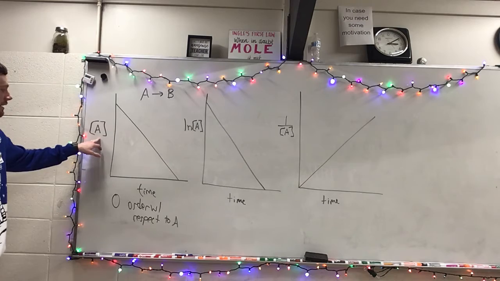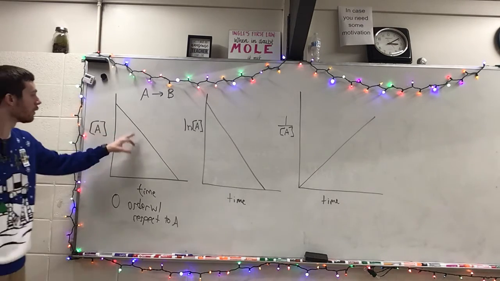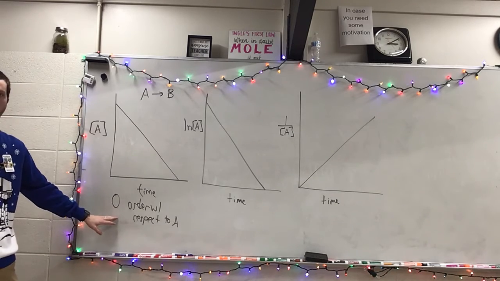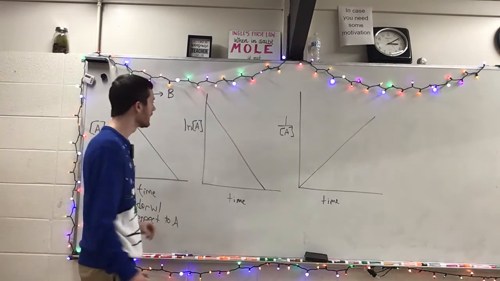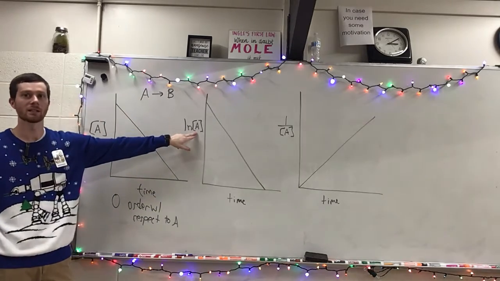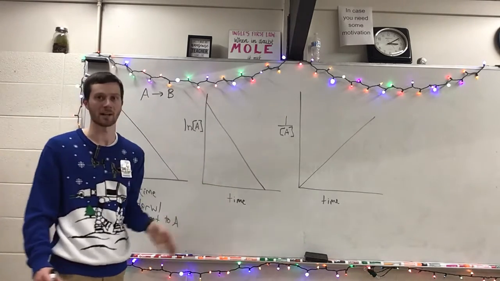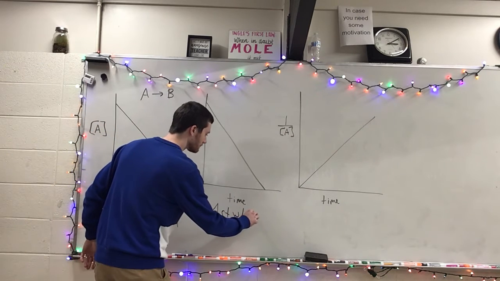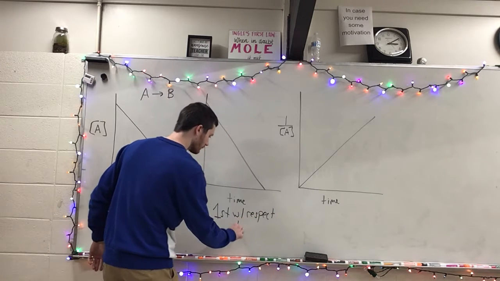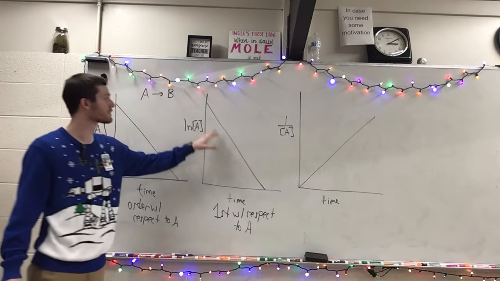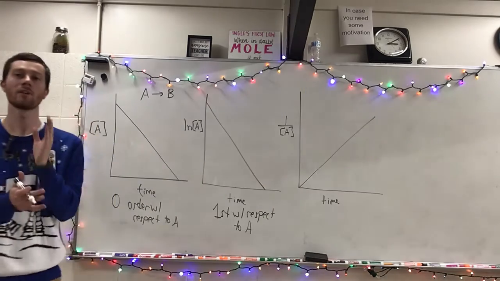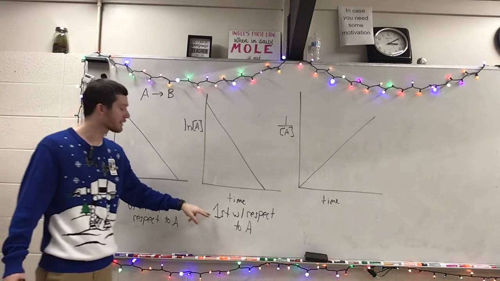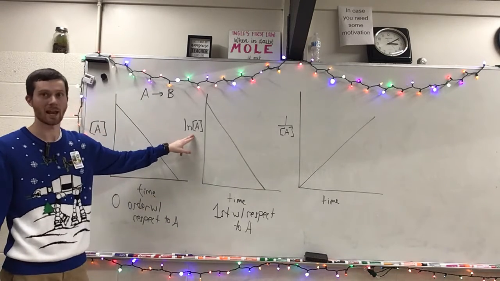The concentration of a reactant will only plot a straight line versus time if it's zero order with respect to A. On the second graph, if you plotted the natural log of the concentration versus time and it formed a straight line, this is first order with respect to A. In other words, it can only be a straight line with the natural log of A if the reaction is first order with respect to A.